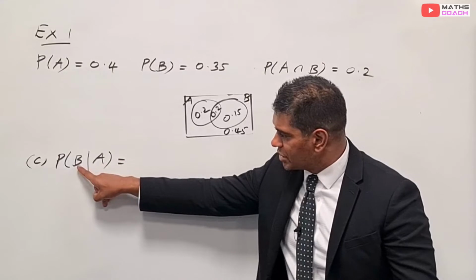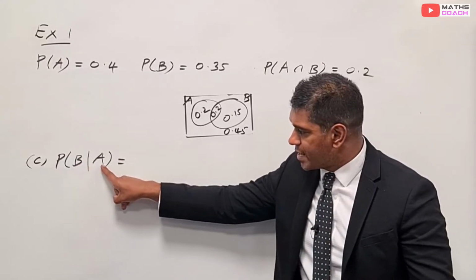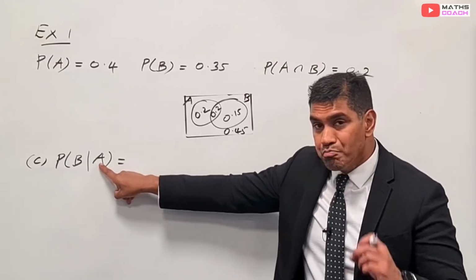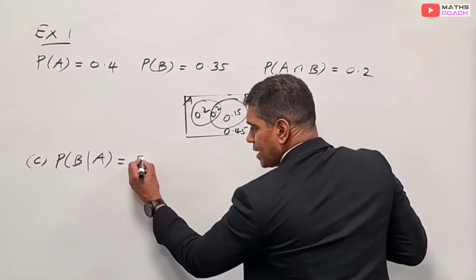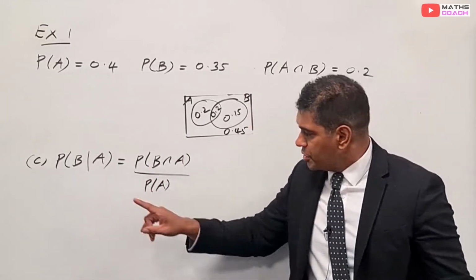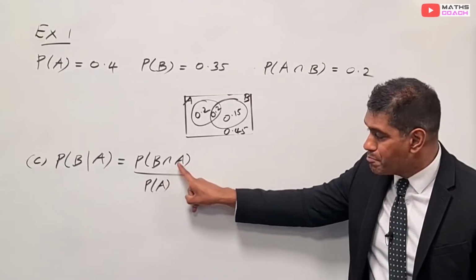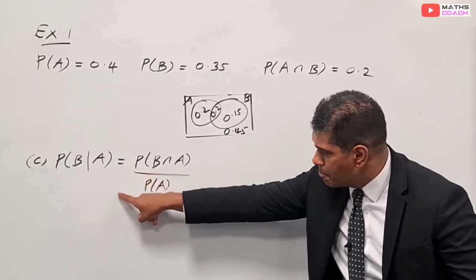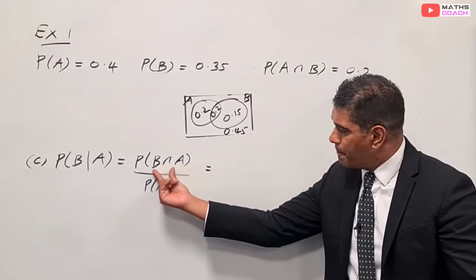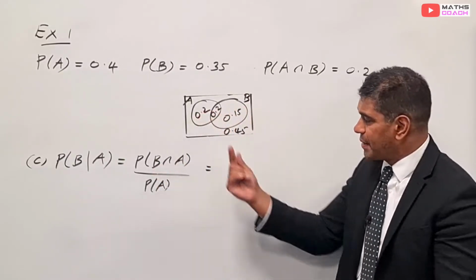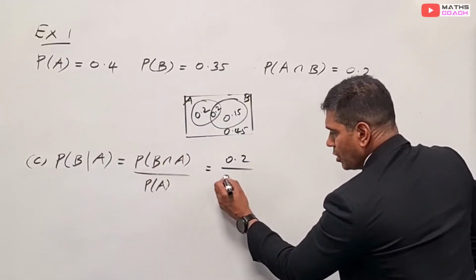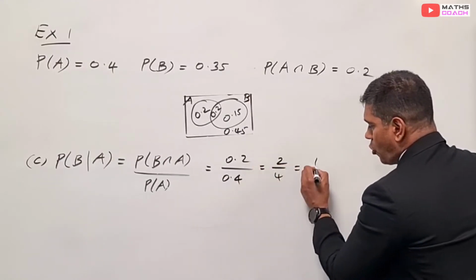Okay, now we're on part C of this question, related to the same Venn diagram. Part C is asking us to work out a condition, B given A. If you remember what we said earlier, the condition is always on the right, and that letter A must be reflected on the denominator. So when we open it up, we get probability of B and A over probability of A. Just be mindful that these two letters, A and A, must be the same. This condition here must fit on the denominator. When we open this up and link it to our Venn, B and A is the overlap, A and B. It's exactly the same thing, 0.2. Probability of A is 0.4. And if you work that out, you get 2 over 4, or you get half.